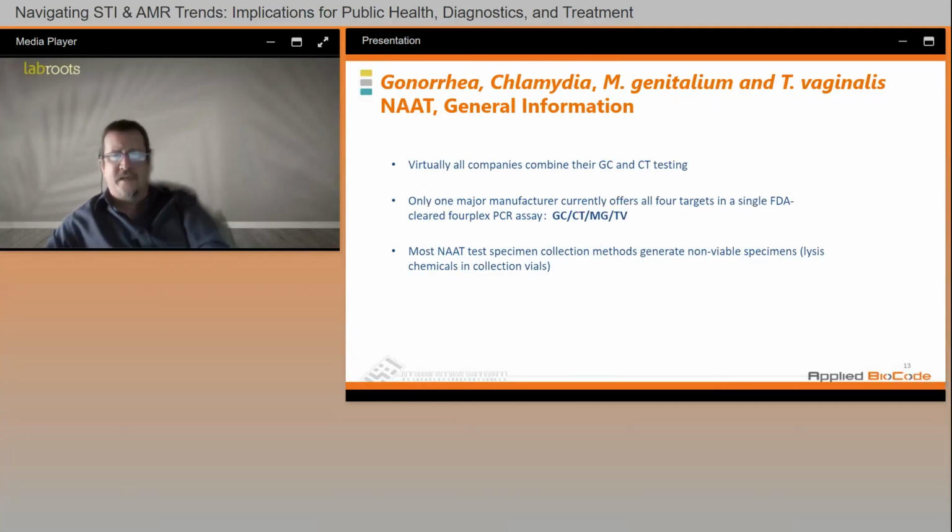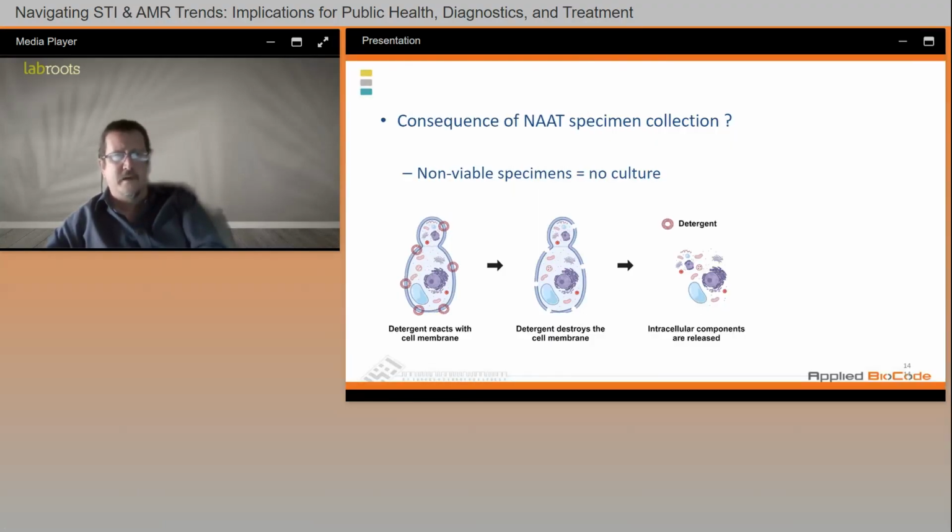Most of the NAT test specimen collection methods involve the generation of a non-viable specimen. That means that when you take a swab of a lesion or a sore, and then put it in the collection vial to get it to the lab so the molecular test can be run, you're actually, in virtually every instance, killing the organism.